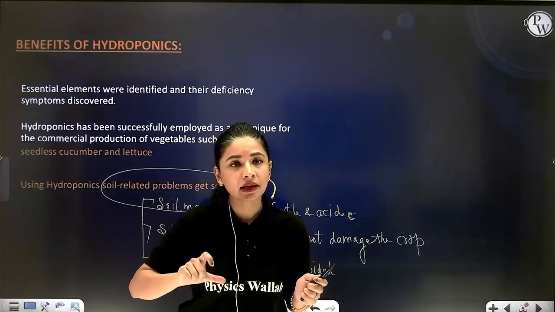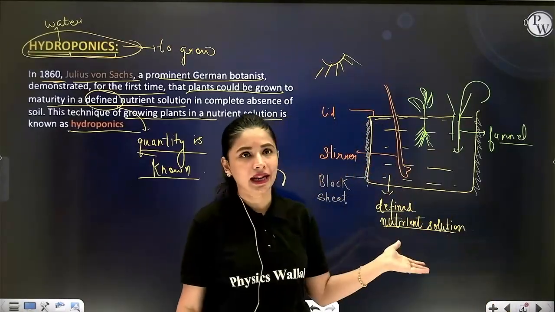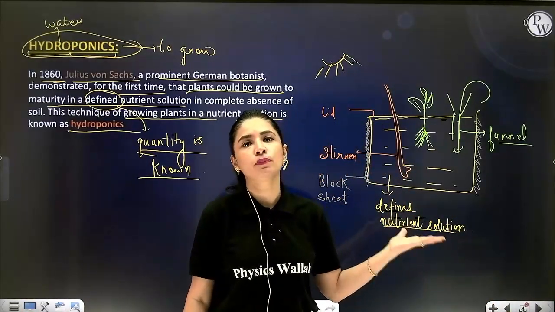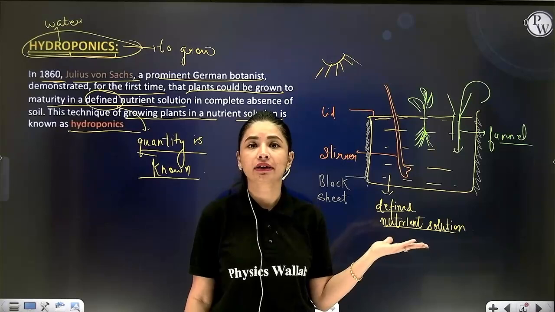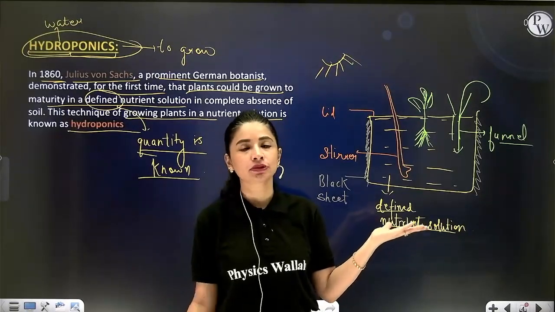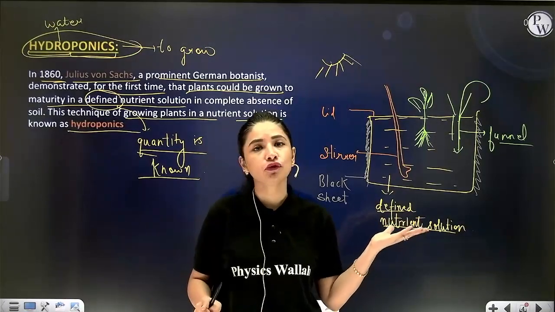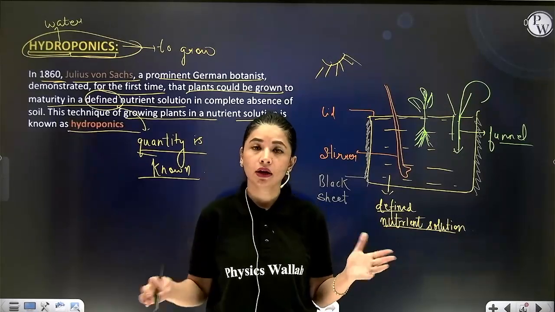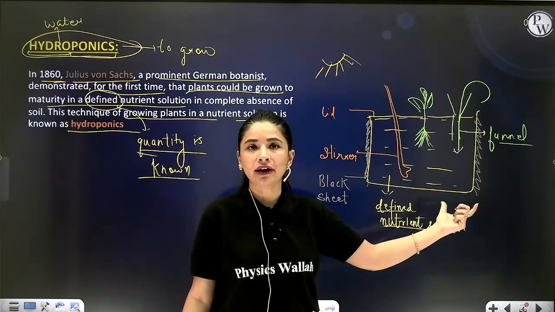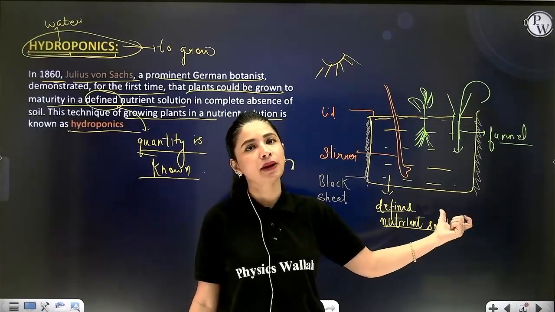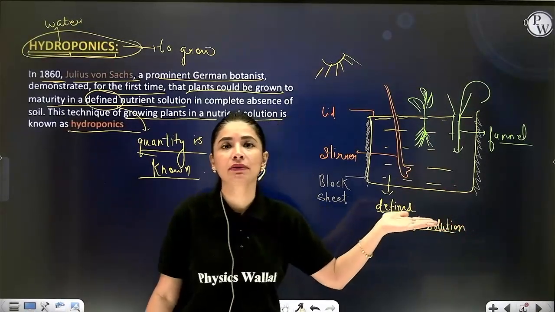Which elements are important and which are not, that also we can demonstrate with the simple experiment of hydroponics. So hydroponics is not only helping you get rid of soil related problems, but it is also helping you determine which element is essential for plant growth and which is not. How will you do this? Now, you have a defined nutrient solution. You have added all those 60 elements present in the plant body in known quantity. Now, you can vary the concentration of all elements one by one.